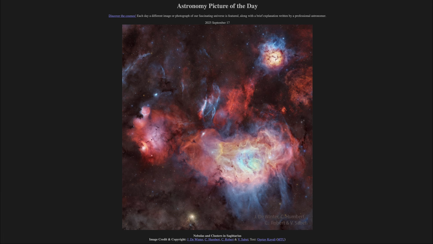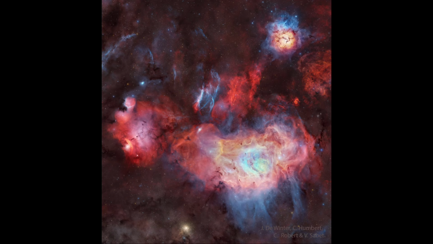Today's picture for September 17th of 2025 is titled Nebulas and Clusters in Sagittarius. So what do we see here? Well, here we see part of the region of the constellation of Sagittarius.